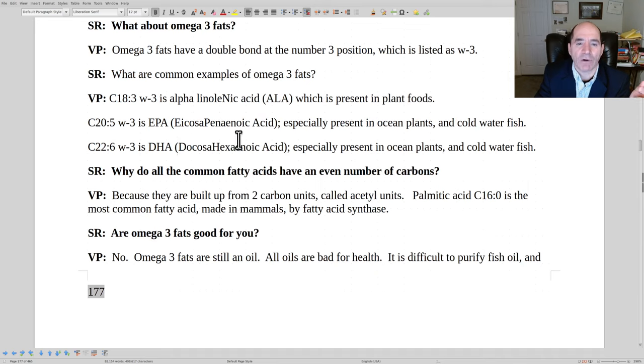EPA, eicosapentaenoic acid, is 20 carbons with five double bonds. Five double bonds means a lot of room for lipid peroxidation. Just two double bonds will increase your risk of lipid peroxidation. You've got five of them, that's a big increased risk. And then there's DHA, which has six double bonds. I think that's a really bad idea.